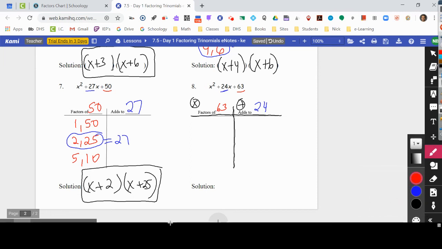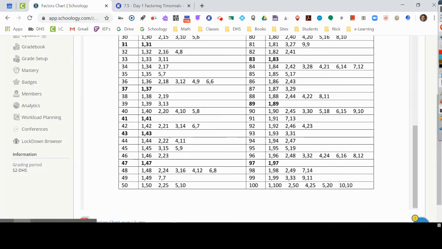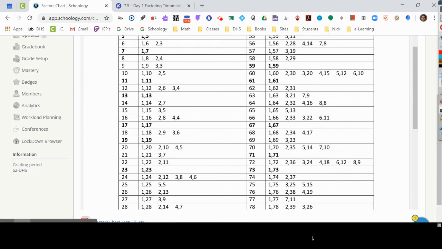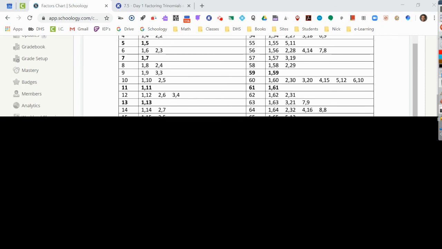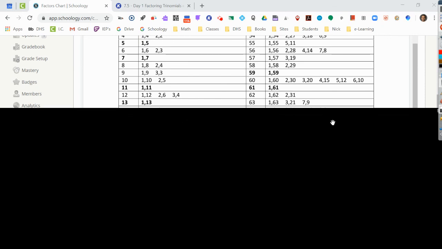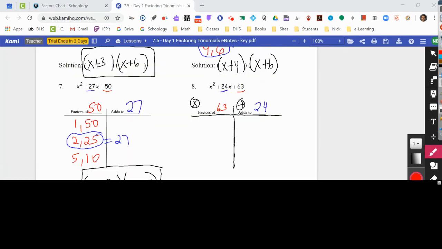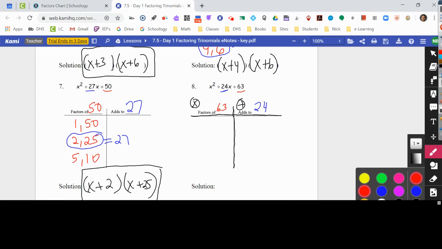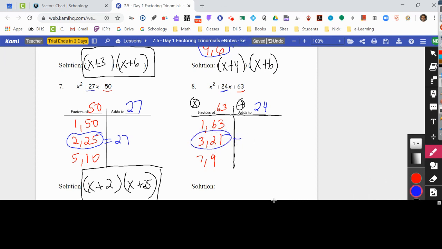So now I'm going to find factors of 63. Again, I'm just going to reference this chart, because I don't have all my factors of 63 memorized, but there they are. Those are my 3 pairs of factors for 63. So I'll write them down on the left side of this chart. We have 1 and 63, 3 times 21, and 7 times 9. Once I list out those factors, I find the pair that adds to 24.